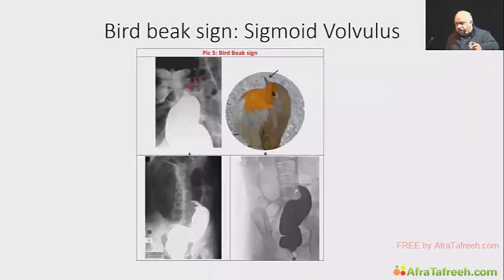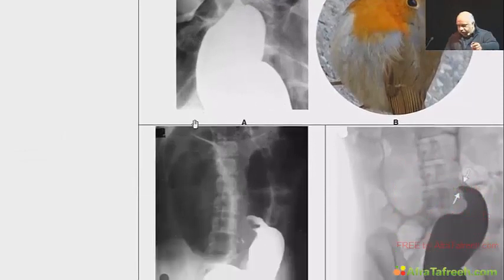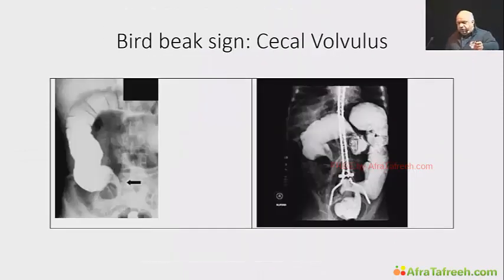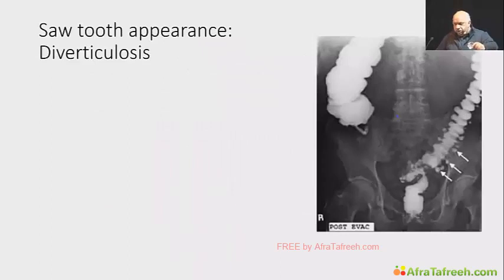And this is the bird beak sign which you get with barium in sigmoid volvulus. This one here is the bird beak sign of cecal volvulus. Cecal volvulus also gives a bird beak sign, like sigmoid, only the site will differ. This is cecal volvulus. Sawtooth appearance, this also comes under the red triad zone for you.